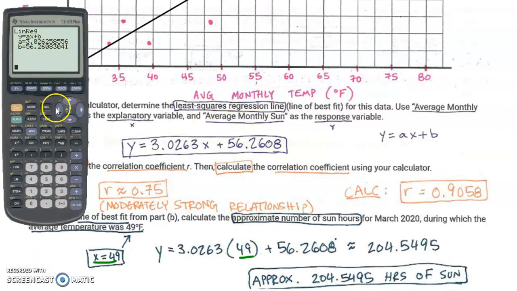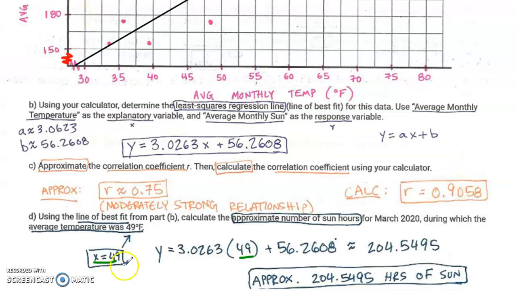Now, if I'm trying to find the correlation coefficient, you need to go to the catalog, which is here. I press second catalog, and I'm going to scroll down or use the D button, which is here. You can see the letter D. I'm going to go to where it says diagnostic on, press enter, and then press enter one more time until it says done. Then I'm going to follow the same procedure, stat, calc, linreg, and I'm going to get the same A value and B value, but I'm also going to get R squared and R. R is the one we're looking for, not 0.9058. That is going to be the correlation coefficient.